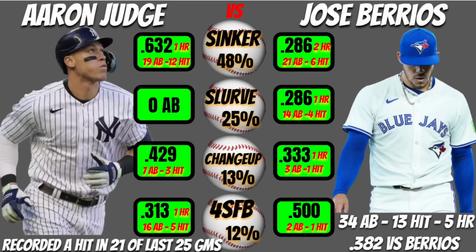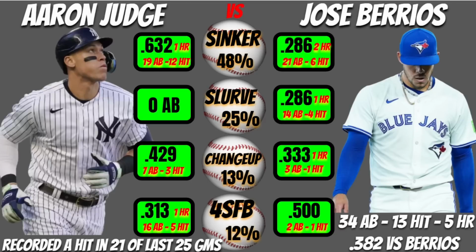Moving on to the slurve, he throws about 25% of the time. Judge has not seen it this year, but that's okay. It doesn't concern me. Just look at what's coming next. The changeup, a .429 batting average, 7 at bats, 3 hits. The four-seam fastball, you'll see maybe about 12% of the time, a .313 batting average, 6 at bats, 5 hits, a home run off that one.